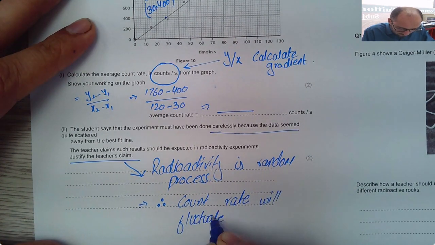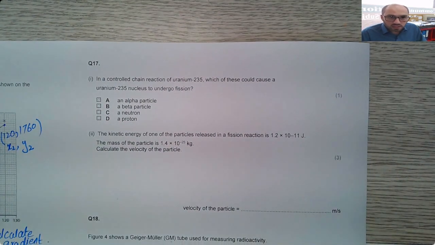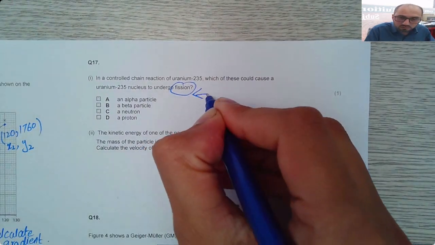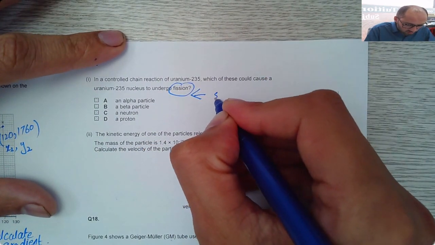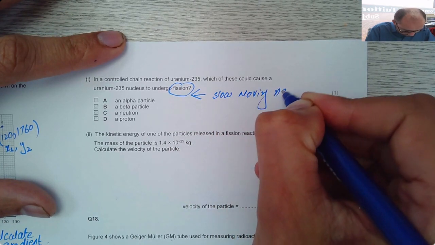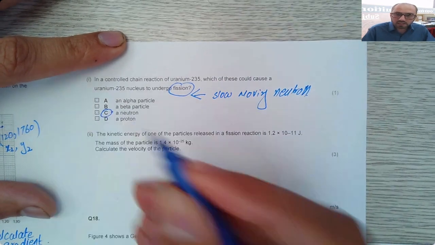Next question. In a controlled chain reaction of uranium-235, which of these could cause a uranium-235 nucleus to undergo fission? You need to remember the requirement for fission is always a slow moving neutron. Out of these options, the only correct one is C.